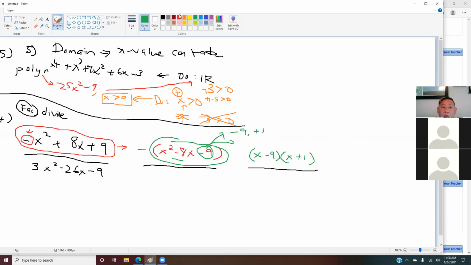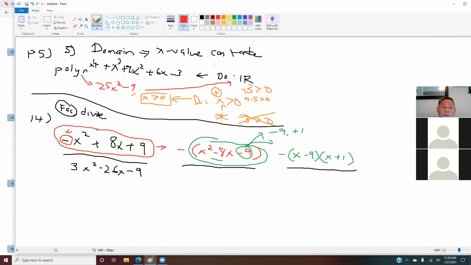And don't forget, you still have the negative up front from the GCF that you factored out early on. Okay, that's important. So this is how you factor the top one. Now we will factor the bottom one. Do we have a GCF for the bottom one? Can you factor anything out before we factor here?